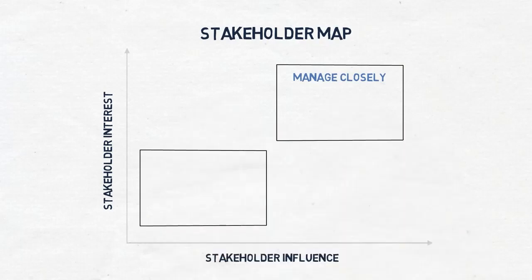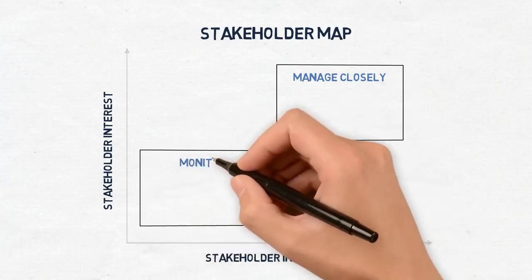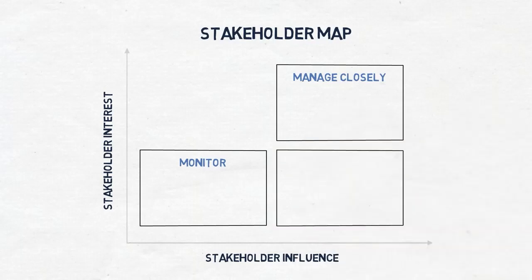Now, let's move into the low interest, low influence quadrant. There are stakeholders that you should send updates to and monitor for changes in influence and interest, but don't worry too much about them.